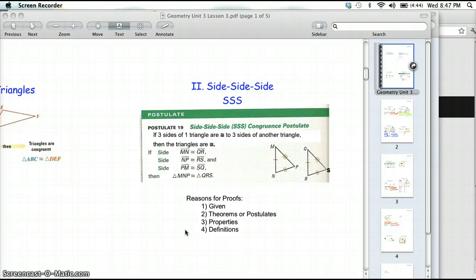Now, you can prove that two triangles are congruent based off of the side, side, side congruent postulate. And what that means is that three sides in two triangles are congruent. So here we've got MN is congruent to QR. And the way that we classify that is we have these notches here. So then we can say NP is congruent to RS, and then PM is congruent to QS. And we use the notches to tell us what is congruent.